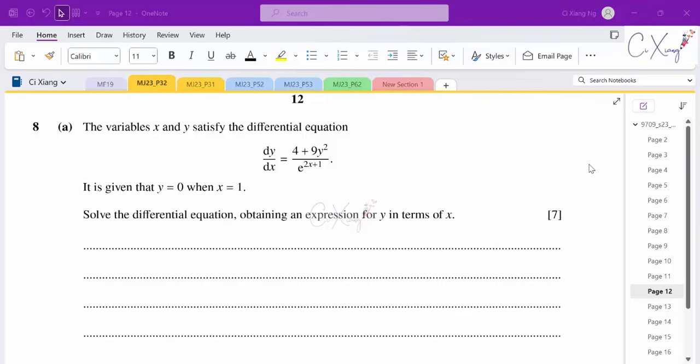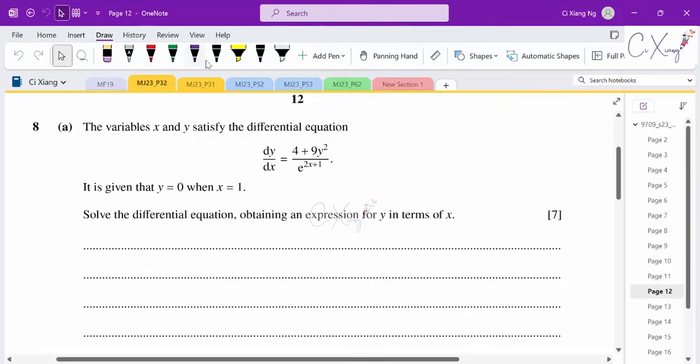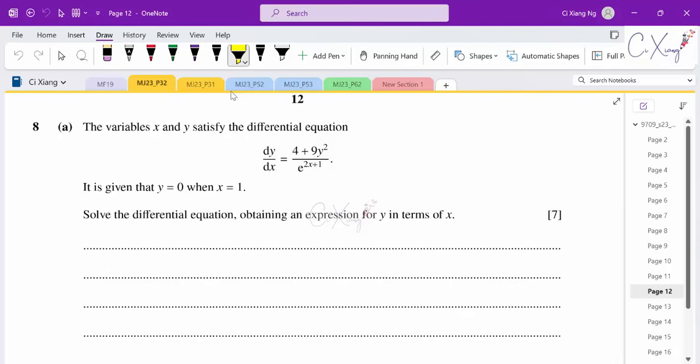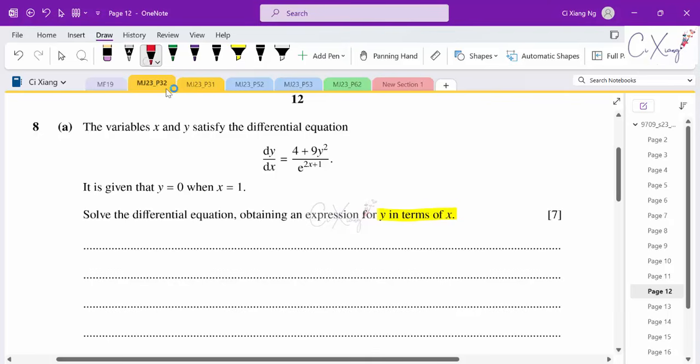Okay, so we come to question number 8. We have the variables x and y satisfying this differential equation, and it is given that y equals 0 when x equals 1. They want us to solve the differential equation, obtaining an expression for y in terms of x. This is a differential equation question. Before we can solve it, we need to separate the variables y and x first.